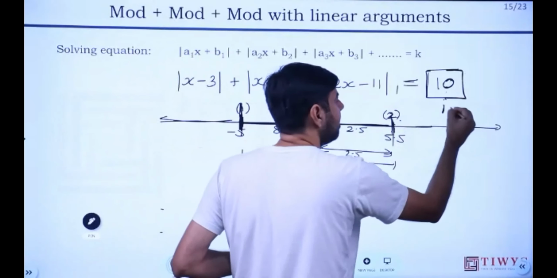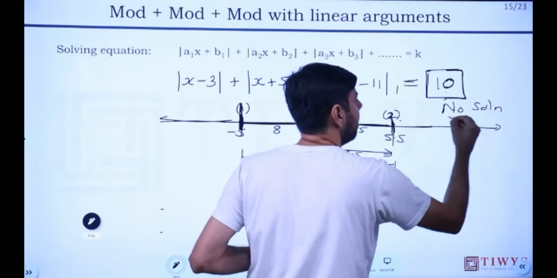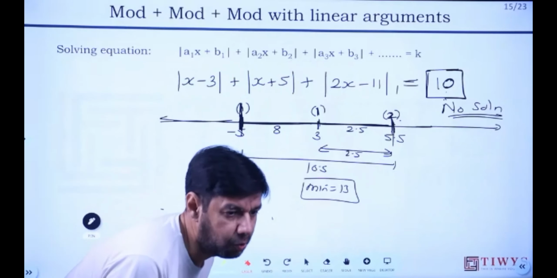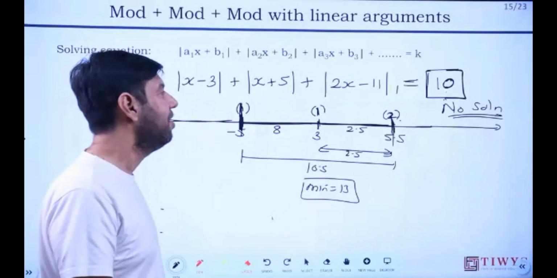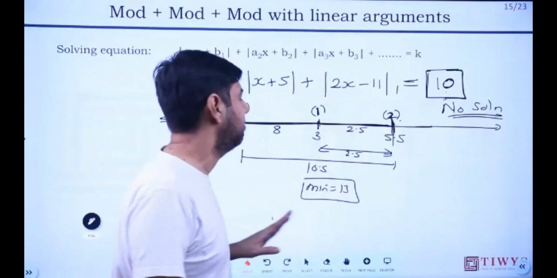Anything less than 30, no solution. So it will come down on your own, students. Yeah, good. No solution, no solution. Yeah, fast and nice. So if that becomes very less, it becomes a problem.